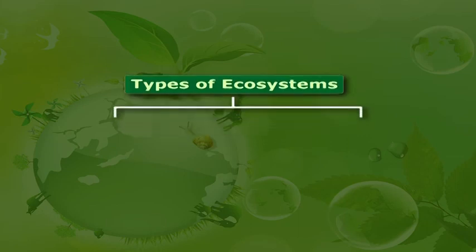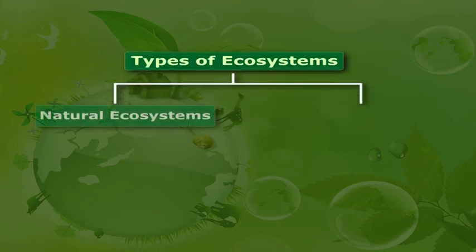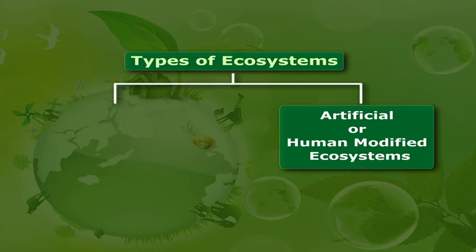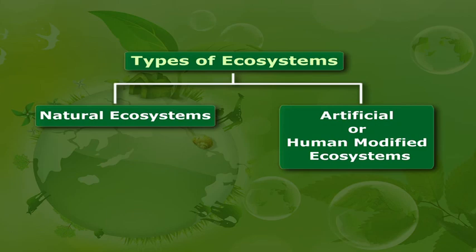Ecosystems are mainly of two types. First, natural ecosystem, and second, artificial or human modified ecosystems. Dear students, first of all, let us get an overview of natural ecosystems. Natural ecosystems are operating as self-regulating systems without much direct interference and manipulation by man.